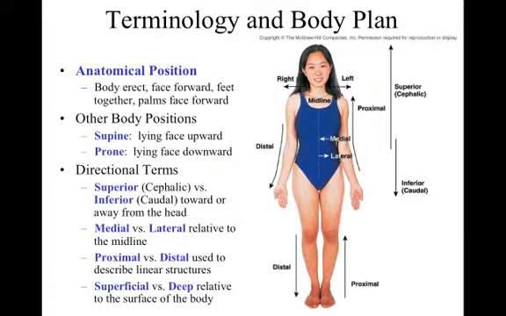Proximal and distal are used to describe linear structures, structures on an appendage, so in your arms or legs. It's dealing with whether you're close or far from a point of attachment. On my arm, I could say my wrist is distal, farther away from the point of attachment than my elbow. Or I could say my elbow is proximal to my wrist. The reason we use those terms instead of superior and inferior: what if my hand's up here? Now superior and inferior has changed, but I can still use proximal and distal. Proximal and distal don't change no matter where your hand or arm is.